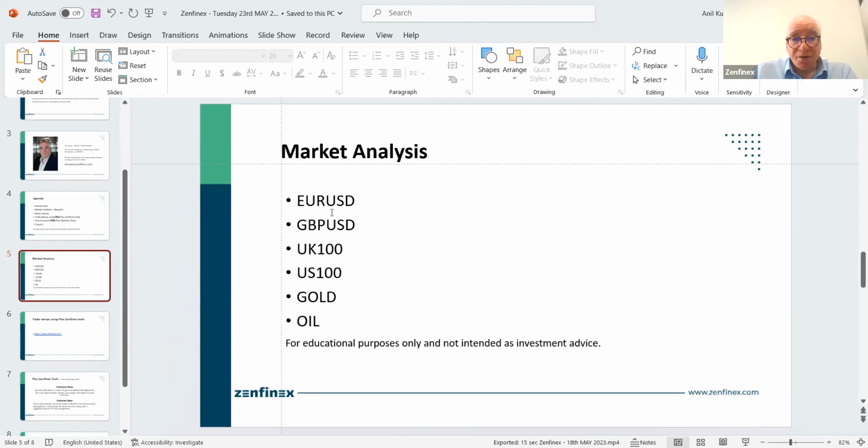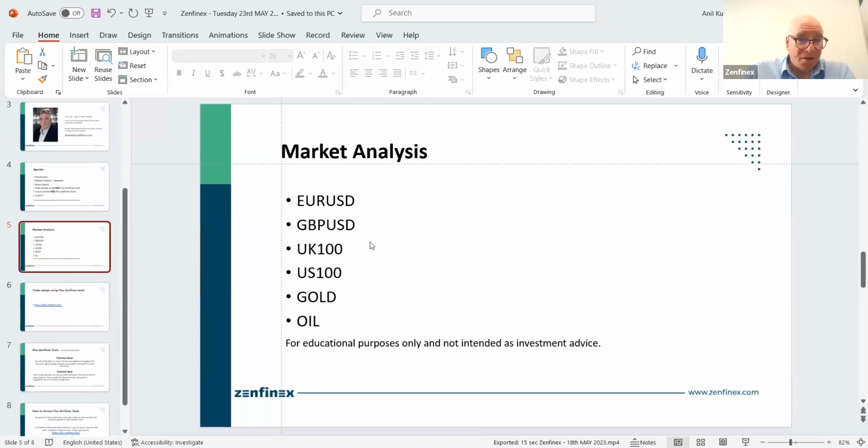We're going to take a look at a few things: the euro, the British pound, the FTSE, the Nasdaq, gold, oil, and maybe JPY, and maybe even the Japanese index as well, the 225. The reason for that is it's actually displaying some interesting trends.